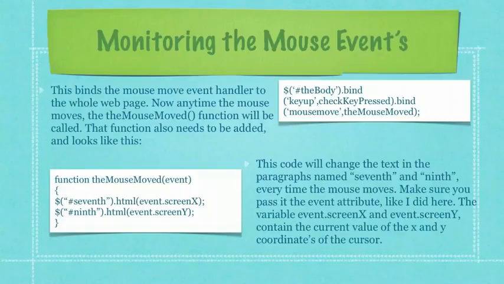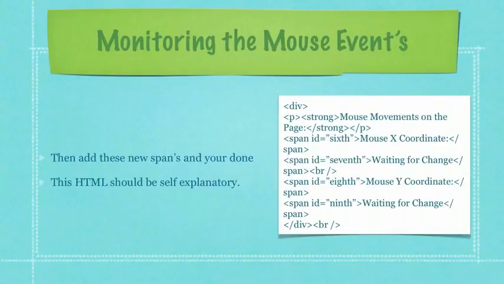That function also needs to be added and looks like what you see here in the lower left hand side of your screen. This code will change the text in the paragraphs named 7th and 9th every time the mouse moves. Make sure you pass it the event attribute like I did here. The variables event.screenX and event.screenY contain the current value of the X and Y coordinates of the cursor. Then add these new spans and you are pretty much all done. The rest of the HTML, as you see on the right side of your screen, should be completely understandable to you.